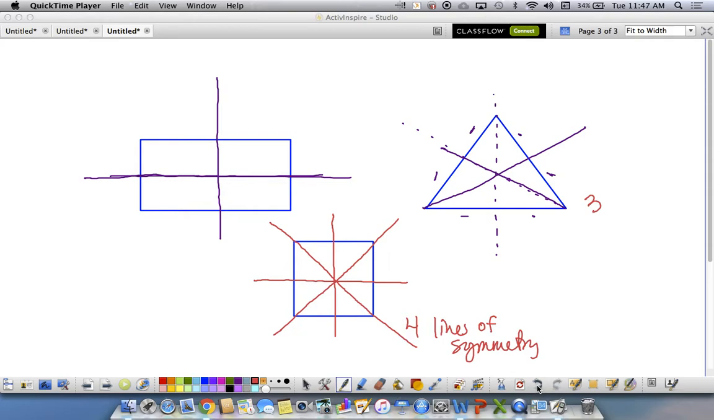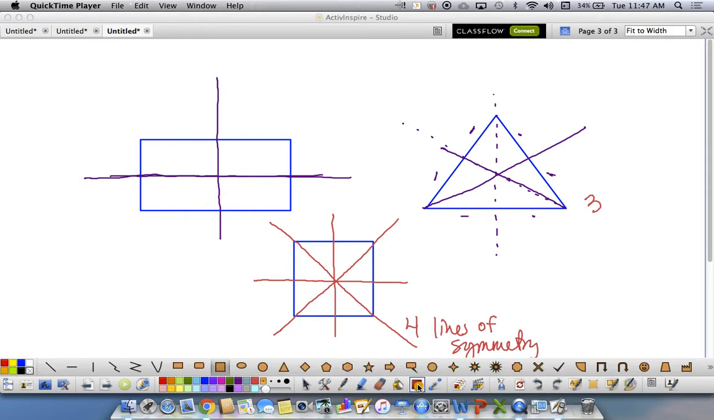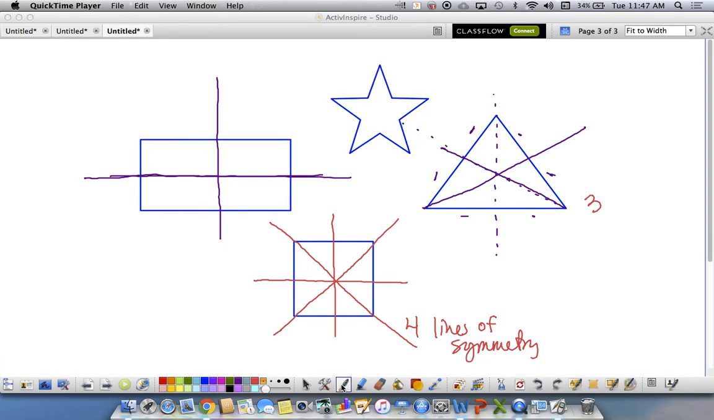What if we drew a star? I've got room for one more on here before we do something else. Like this. There we go. If it's nice and perfect, we're going to do a yellow line of symmetry. Do you see a line of symmetry going from that vertex down? If it's perfect, it's going to go from this vertex down.